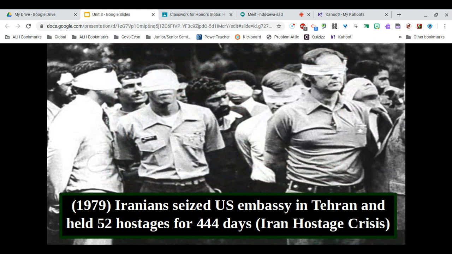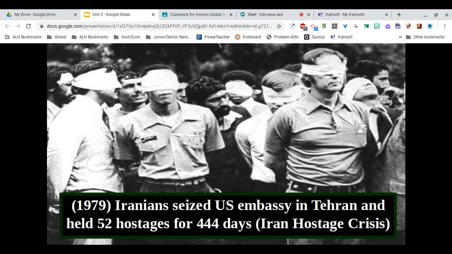All right. And here are the Iranians who seized the U.S. Embassy in Tehran. They had 52 hostages for 444 days. And this is known as the Iran hostage crisis. Now, this happened because they wanted the Shah returned to Iran so that they could put him up for charges and crimes that he had committed while being the ruler of Iran, and the United States under Jimmy Carter basically refused to give him back.